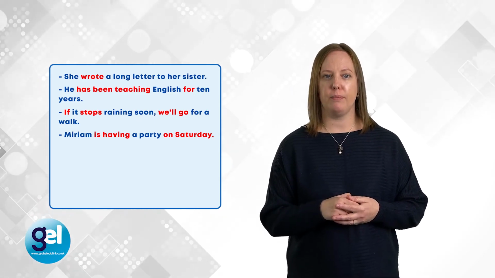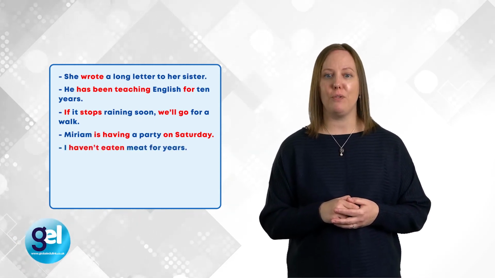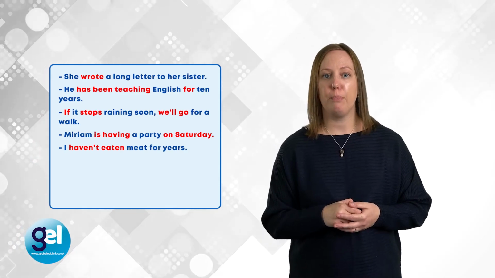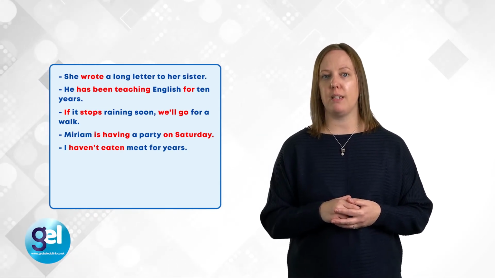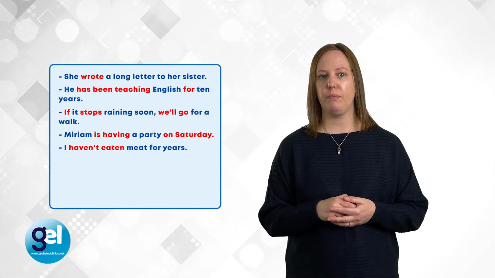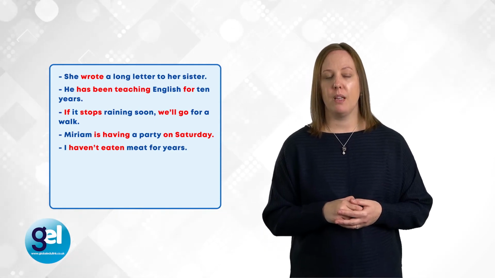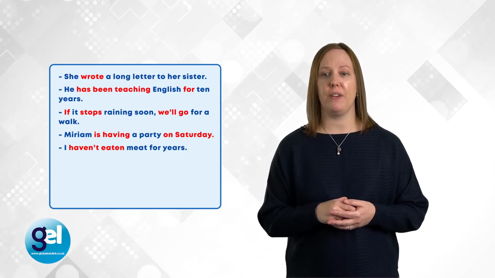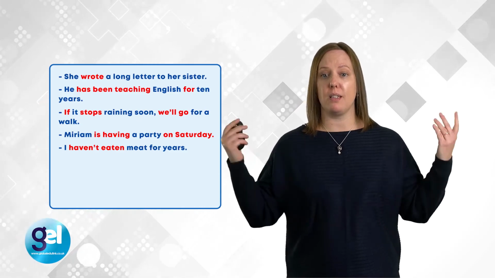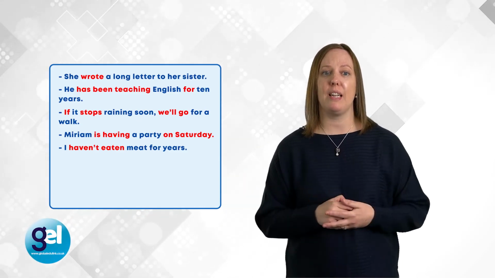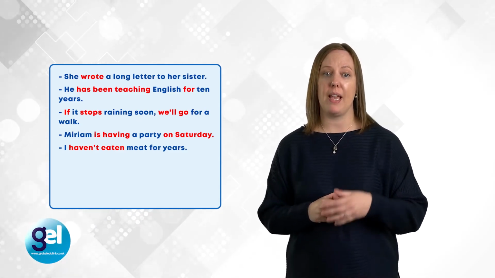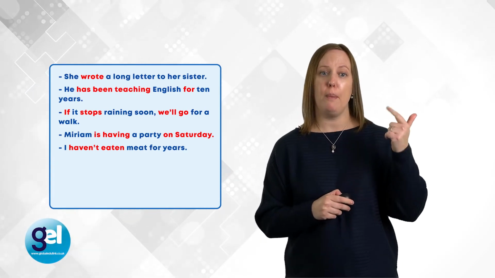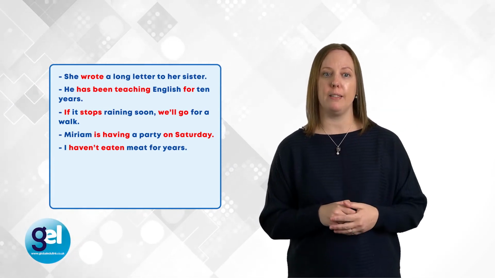Another example. I haven't eaten meat for years. Again, pause and think about the tense in this sentence. This is an example of the present perfect simple. It's something that started in the past and still has a connection to now. And we can see we have in the negative form plus our past participle eaten.